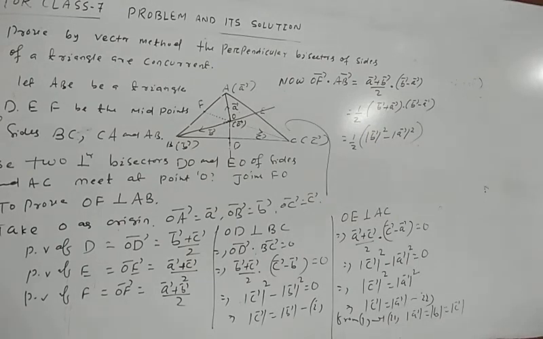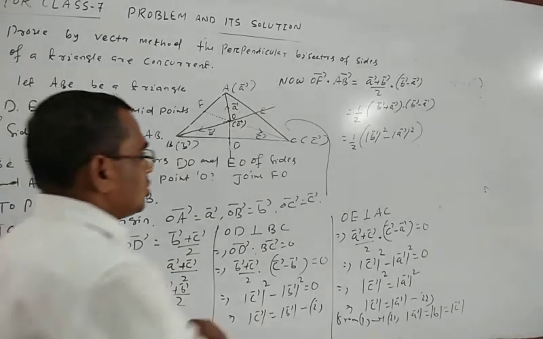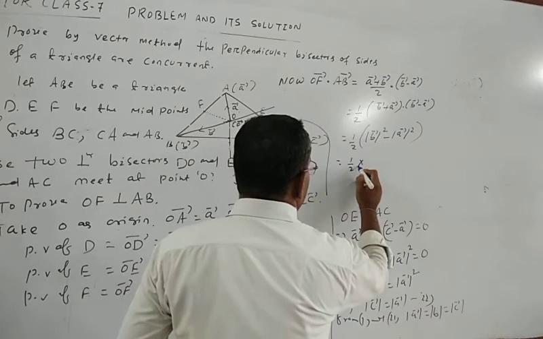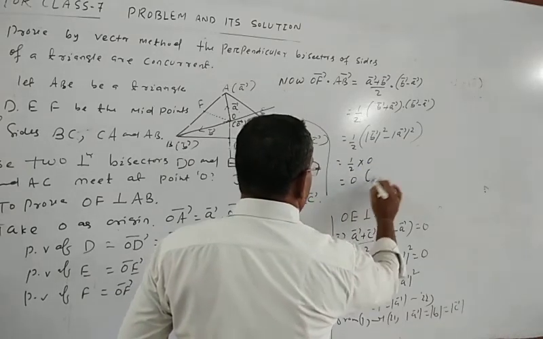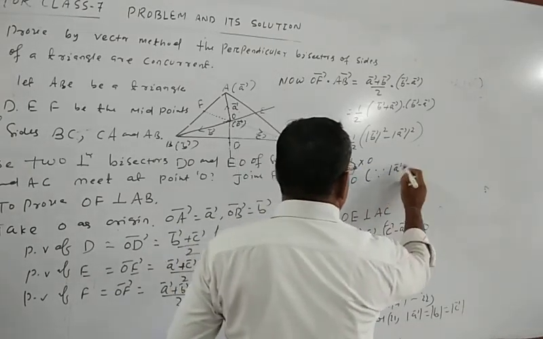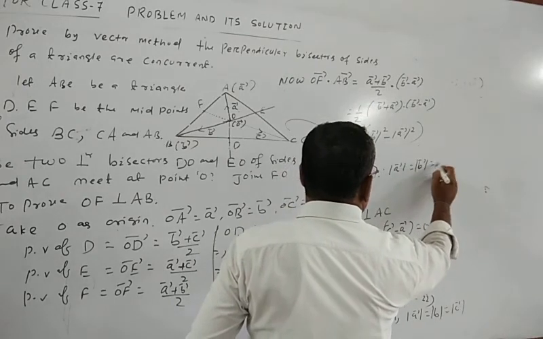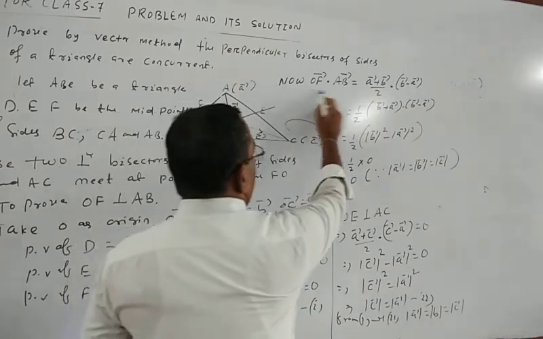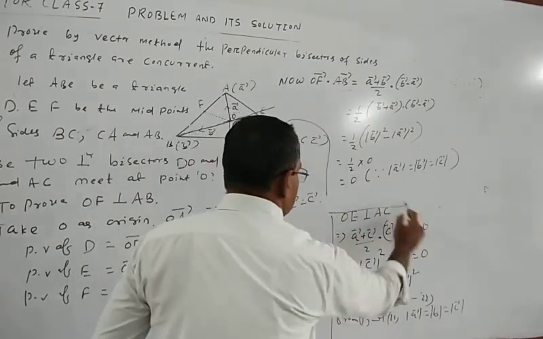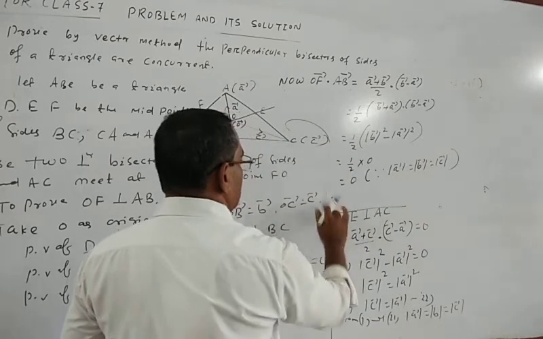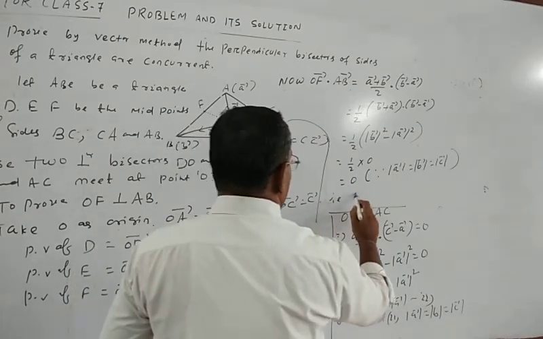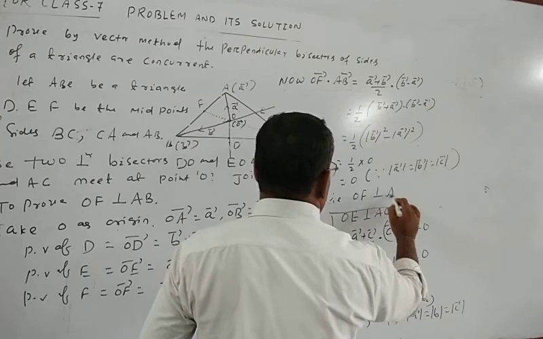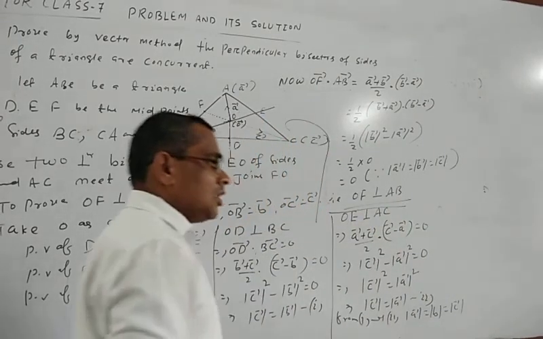magnitude square, and this is equal to half into 0, because B vector magnitude is equal to A vector magnitude equal to C vector magnitude. Okay. So OF vector dot AB vector is equal to 0, which means OF is perpendicular to AB.